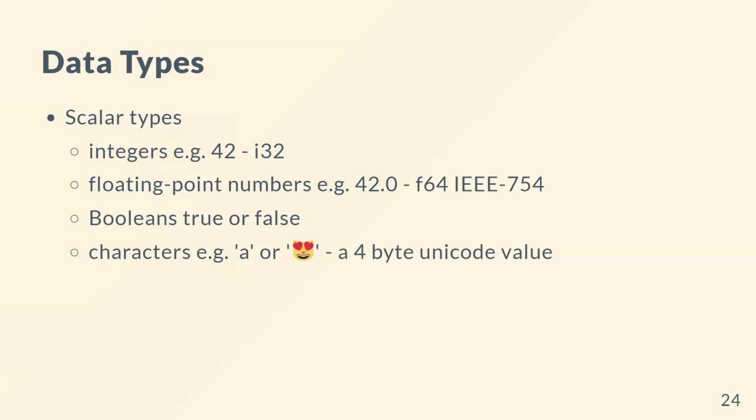There's also Boolean, so true or false, and there's the primitive character type, which is denoted with single quotes, which could just be a simple letter like A, or it could be a full emoji, and these are 4-byte Unicode values, which, you'll see, is not how we tend to represent strings in Rust more generally. Strings are a big pain point in Rust for newcomers sometimes, but the character type is a full 32-bit, 4-byte Unicode value.